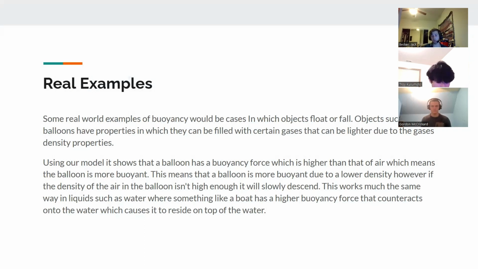And really what this means is that in a fluid concept, such as with water and liquids, a boat would have a higher buoyancy force that counteracts due to the displacement, so the size of the boat, onto the water, which in turn causes the boat to reside on top of the water.